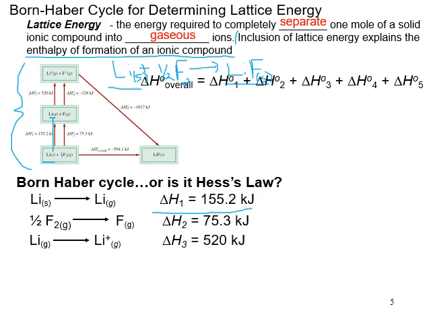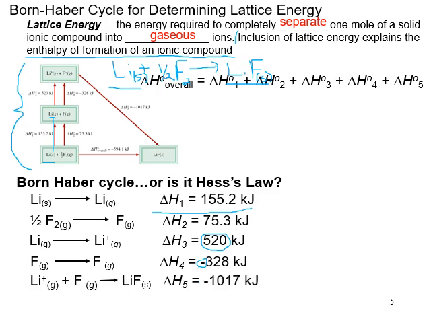The next step is, and these steps can be in any order, lithium gas being ionized to lithium ion. If you recall, this is an ionization energy, and you can get this number, 520, from the table out of chapter 8 of your textbook. The next step is fluorine gas becoming fluoride gas. This is called an electron affinity. That's the energy that was given off, and it's exothermic when fluorine gains an electron.